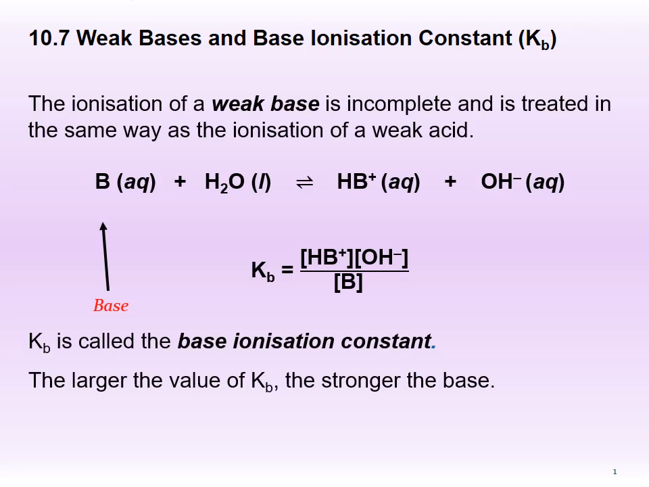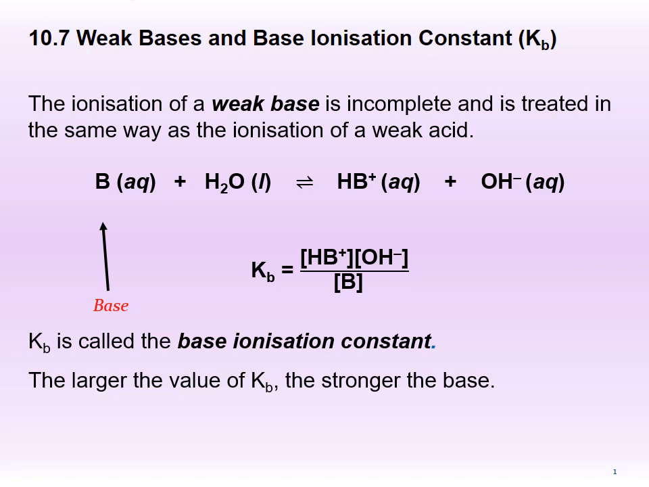The ionization of a weak base is incomplete and is treated in the same way as the ionization of a weak acid. We may represent a weak base as B. In the ionization process, it accepts H plus from water to become its conjugate acid HB plus. Water, which serves as the acid, becomes the conjugate base hydroxide ion after donating its H plus to the base B. Kb equals the concentration of the conjugate acid HB plus times the concentration of hydroxide ion divided by the concentration of the base B.